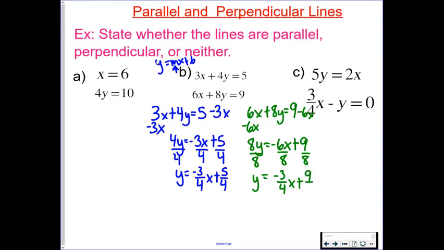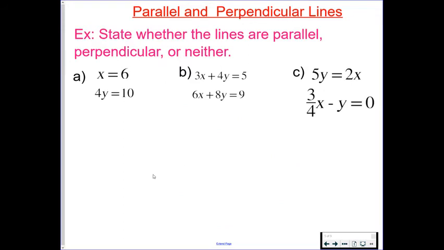And 9/8 cannot reduce, so we're just going to leave it. Now I look at my two equations. What is the slope of the first one? Right, negative 3/4. What's the slope of the second one? Right, negative 3/4. Because their slopes are the same, these lines are parallel. They're parallel to each other, never going to cross.